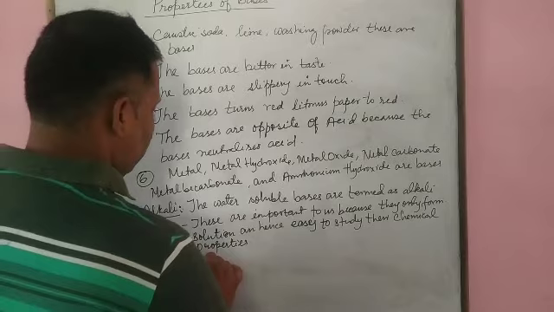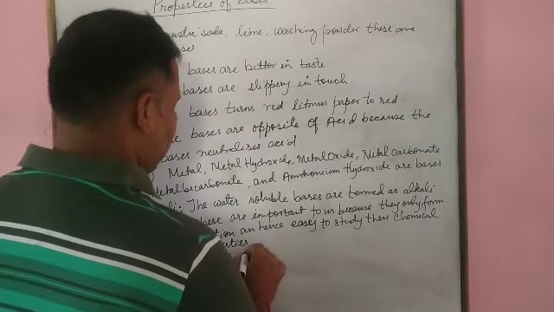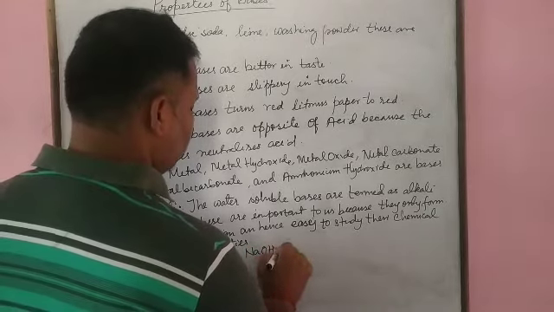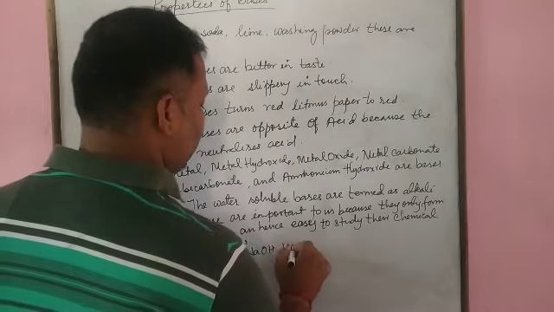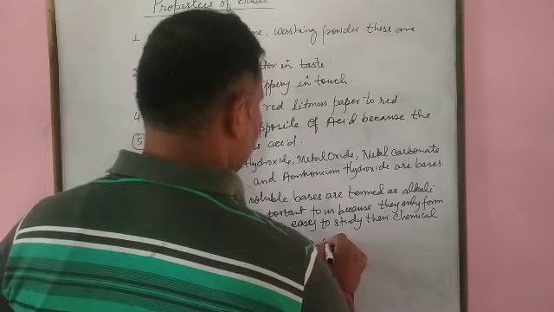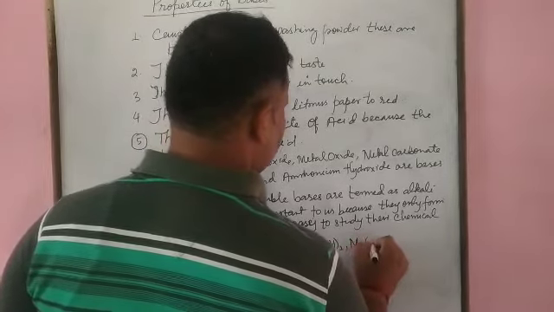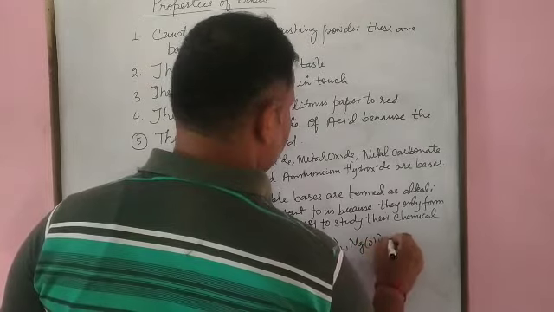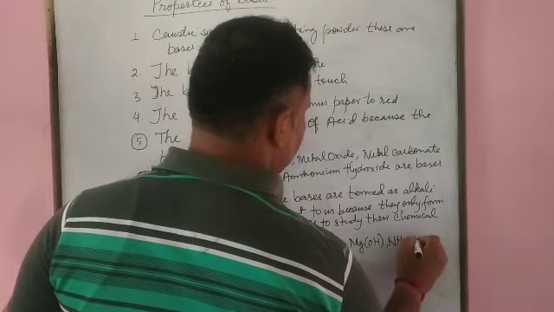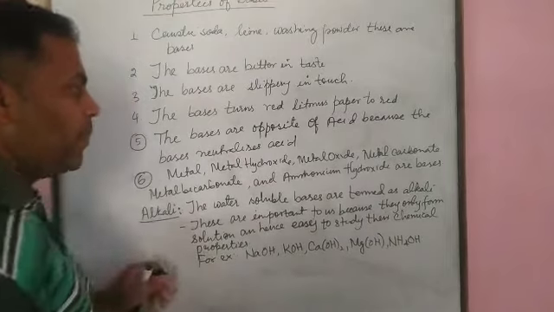For example, what do we have? Sodium hydroxide, NaOH. The next one, potassium hydroxide. The next one, calcium hydroxide. The next one, magnesium hydroxide. And the next one, ammonium hydroxide. These are termed as bases.